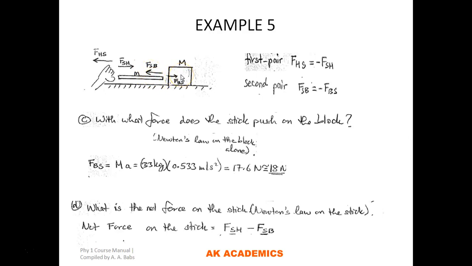This is very, very important. FSB is negative because it is in the opposite direction to FBS. So this is minus FSB here. So you have FSH minus FSB, and that gives us 19.3 minus 17.6 newtons that we calculated initially in B and C, and that gives us 1.7 newtons. So the net force on the stick is 1.7 newtons.